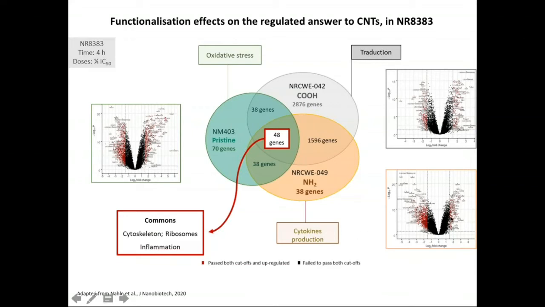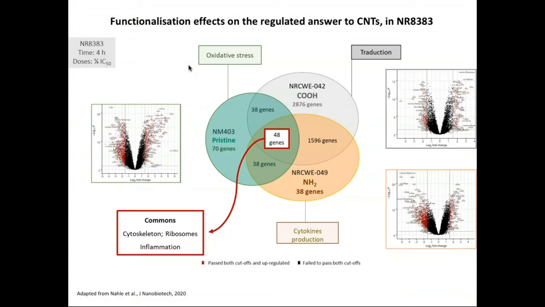Again, using a fold change of 1.5, as you can see, we have several genes activated, and in common we have only 48 genes, which are all related to the cytoskeleton, the ribosomes activity, and again, an inflammation answer of the cells. The genes which are not in common are different according to the functionalization status of the carbon nanotube. For pristine nanotubes, it was mainly an oxidative stress answer.